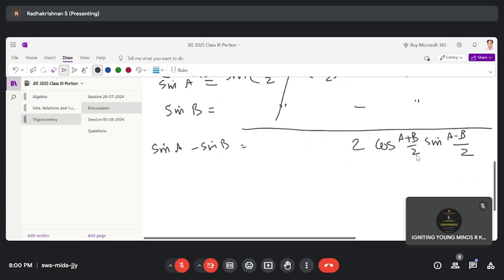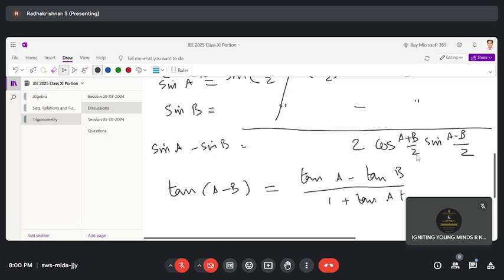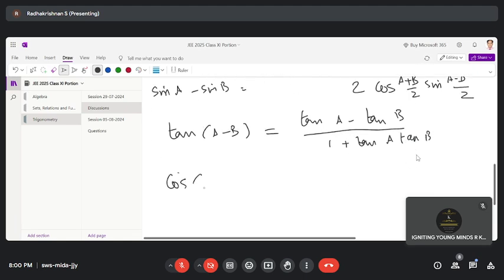And then sin (A plus B), sin (A minus B), and tan (A plus B) and all we saw. I think last time we saw tan (A minus B). So who remembers tan (A minus B)? Tan A minus tan B by 1 plus tan A tan B. Very good. And what is cos (A plus B)? Cos A cos B minus sin A sin B. Very good.